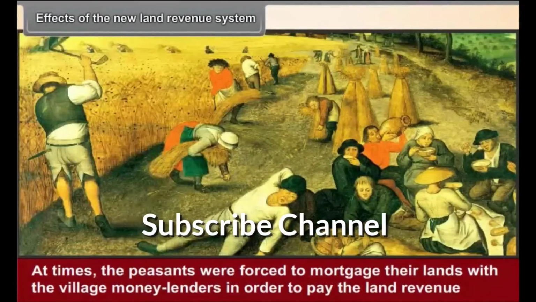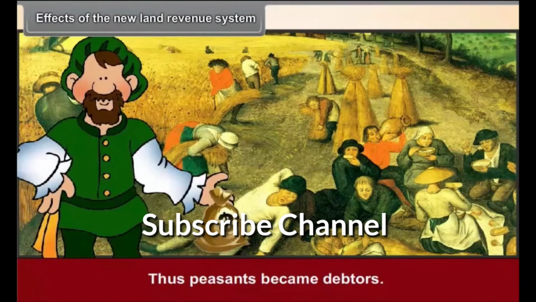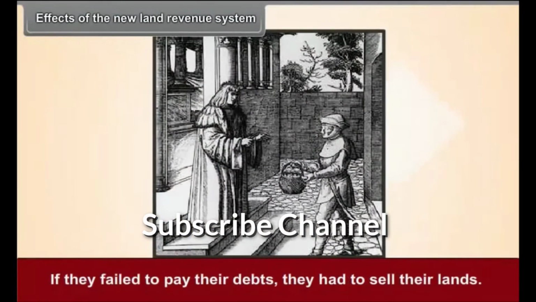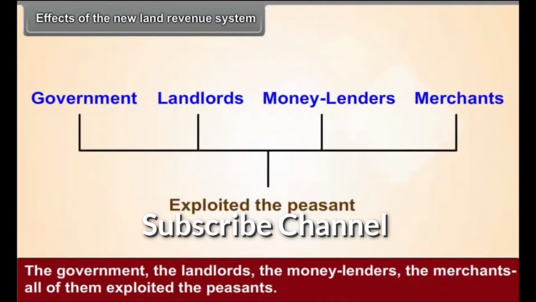At times, the peasants were forced to mortgage their lands with the village money lenders in order to pay the land revenue. Thus, peasants became debtors. If they failed to pay their debts, they had to sell their lands. The government, the landlords, the money lenders, the merchants, all of them exploited the peasants.